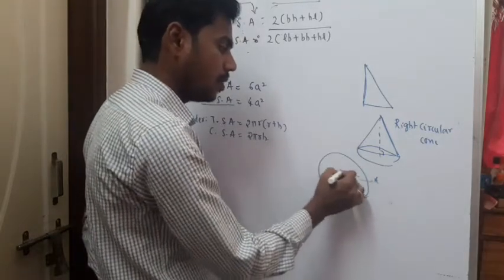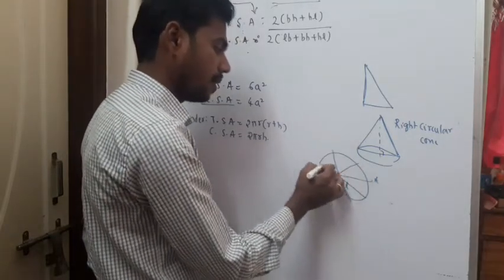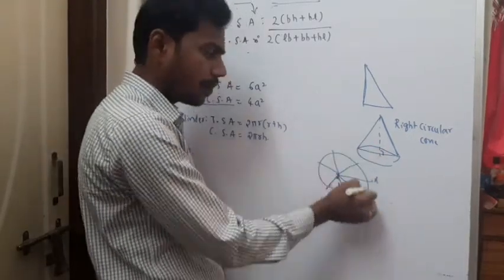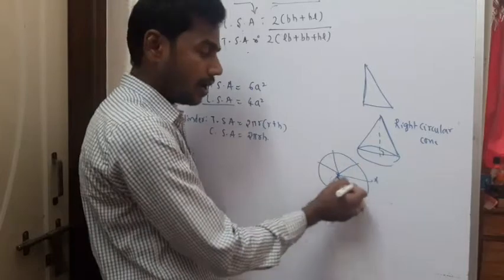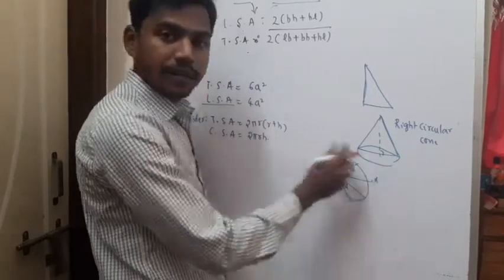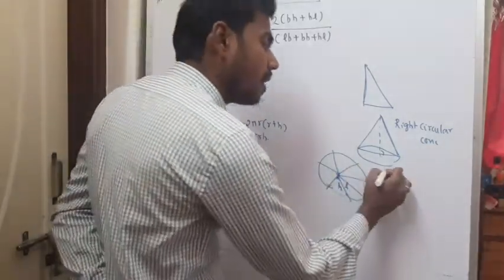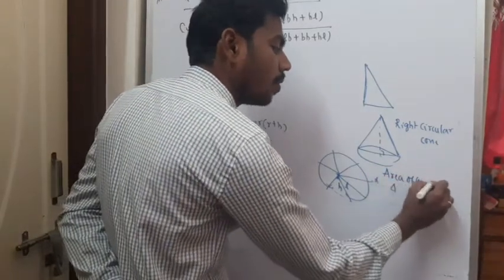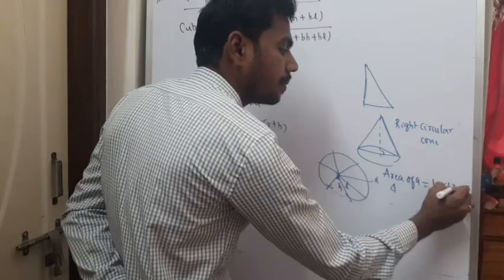And I am going to place them like this. When I stack them together, it is going to form a circular figure. So then area of a triangle is equal to half into base into height. Fine.